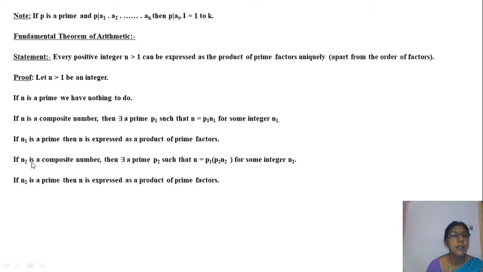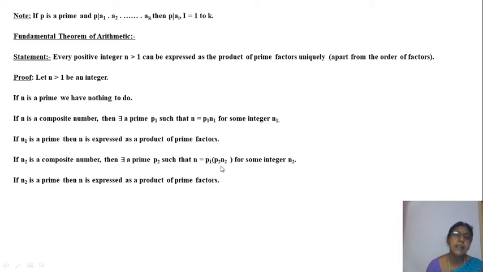If n1 is composite, this is n1. If n1 is a composite number, then n1 can be expressed as a product of any other 2 numbers. In place of n1 you put p2 n2. If n1 is a composite number, then it can be written as a product of 2 numbers. Then n1 becomes p2 into n2 for some integer n2.